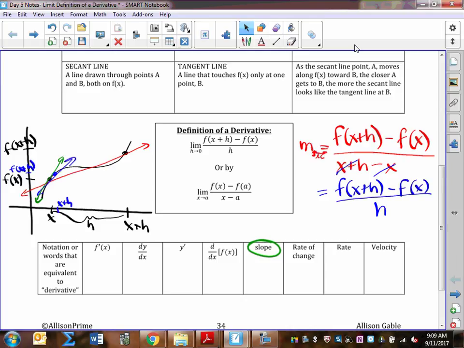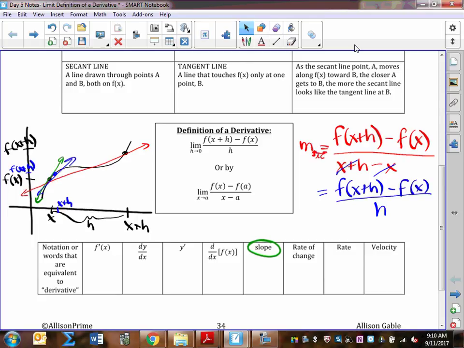Okay, so notice how as we get that second endpoint closer and closer to the one we're investigating, that secant slope is going to be very close to that tangent slope. So what's happening to h as we get those values closer? What is happening to that h value? It's getting smaller. Here h was larger, we're getting it smaller and smaller and smaller.